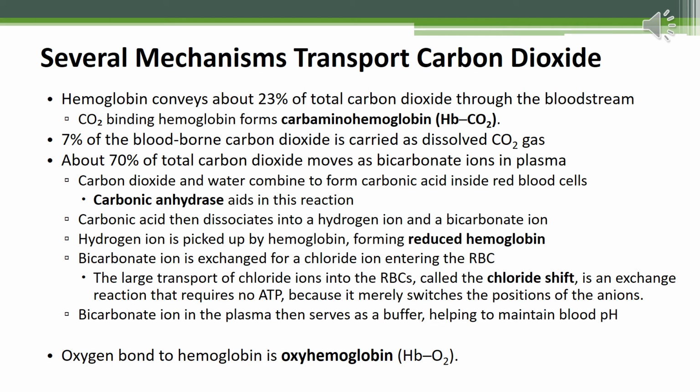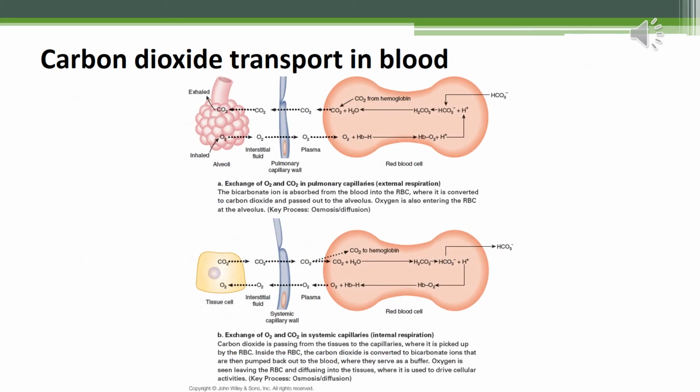And by the way, when oxygen is bound to hemoglobin, this is called oxyhemoglobin, or HbO2. That's a pretty telling name. This diagram just shows CO2 transport in internal respiration and external respiration. External respiration is at the top and internal respiration is at the bottom. And you can pretty much just see the summation of the reaction I just talked about. We'll not really go too far into this, just try to remember that information from the last slide.